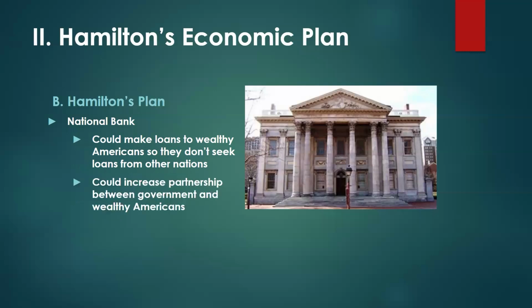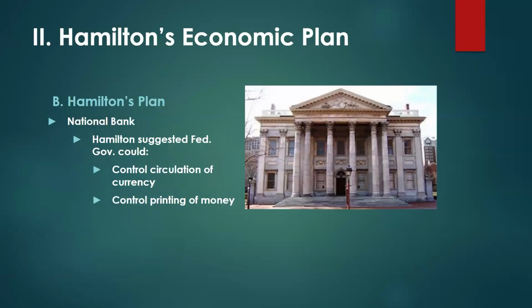And this would also help increase a partnership between wealthy Americans and the federal government, because wealthy Americans now have interest in seeing the US government succeed because their money's invested here in this bank. All right. And this creates a sense of partnership between the wealthiest members of society and the federal government. And that's exactly what Hamilton and the Federalists wanted to see.